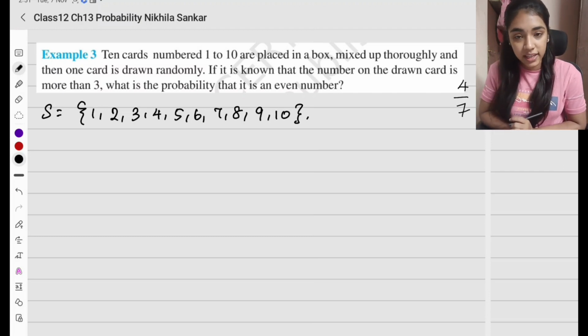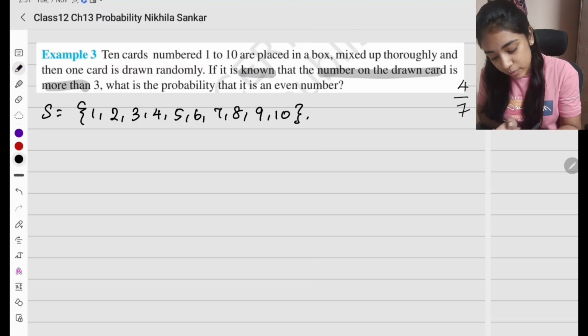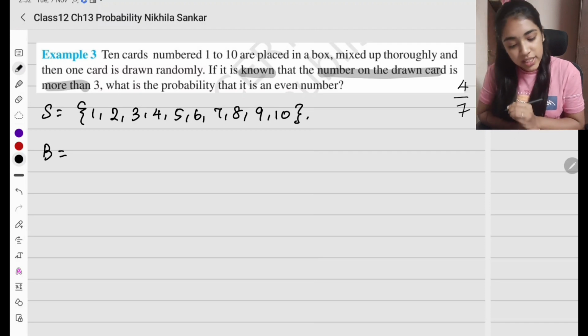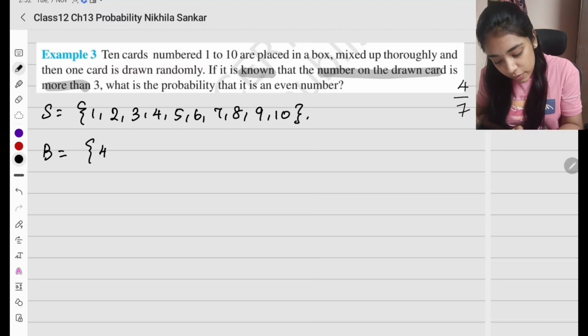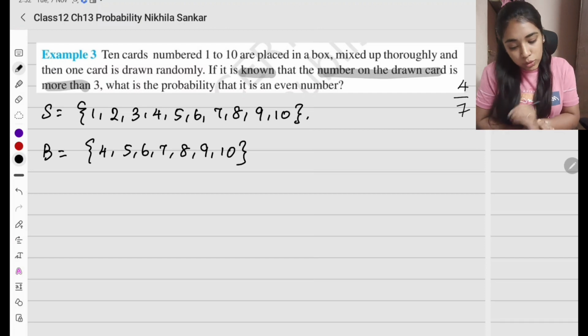If it is given that, or if it is known that, அப்படின்னு கொடுக்குறான்னா அதுதான் நம்மளோட keyword. So இது வந்து given. So this is going to be the given thing. So அதை நான் B எடுத்துக்கிறேன். So I'm going to take B to be: it is known that the number on the drawn card is more than 3. அப்ப என்னென்னலாம் வரும்? 4, 5, 6, 7, 8, 9, 10. இதெல்லாம் வருமா? More than 3 na 3 included கிடையாது.